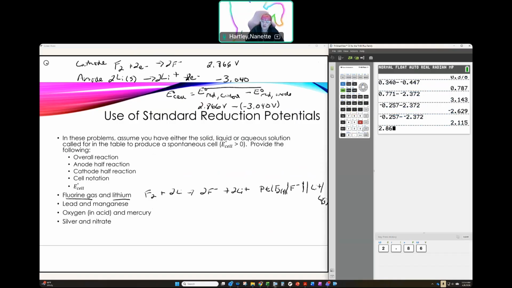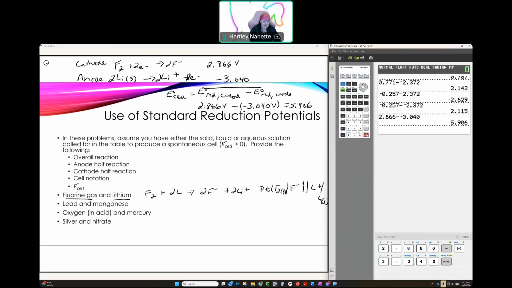2.866 minus negative 3.040, and that gives me 5.906. Okay, so that's the voltage for that particular cell.